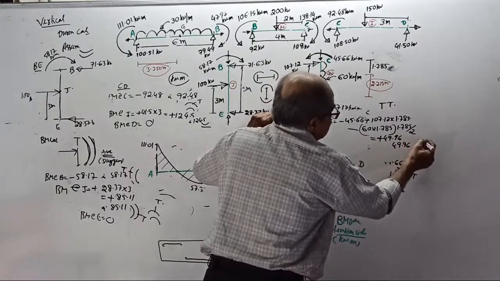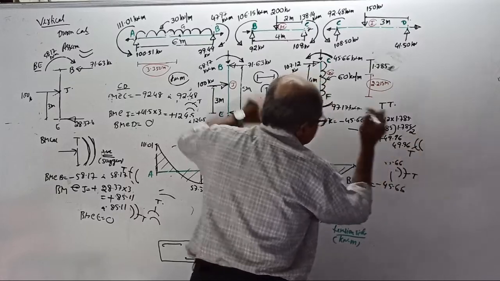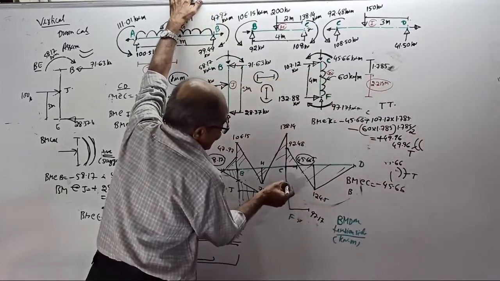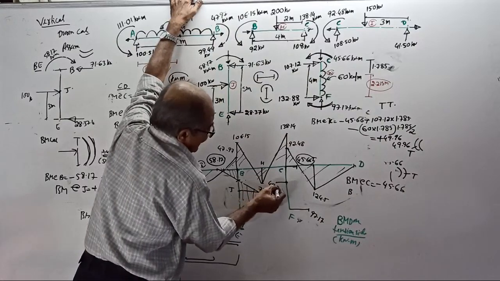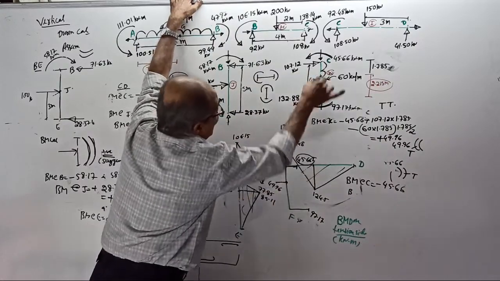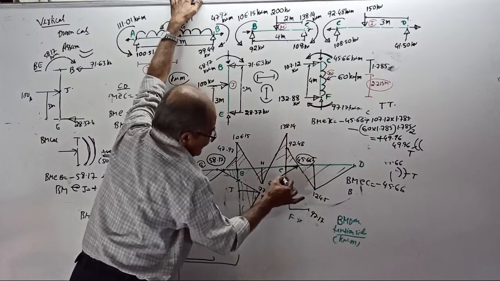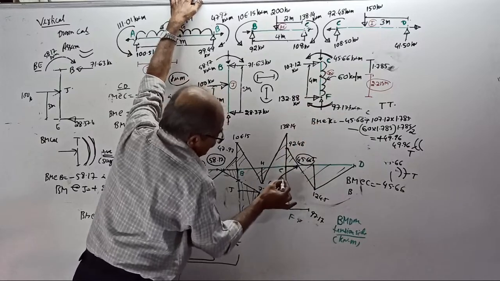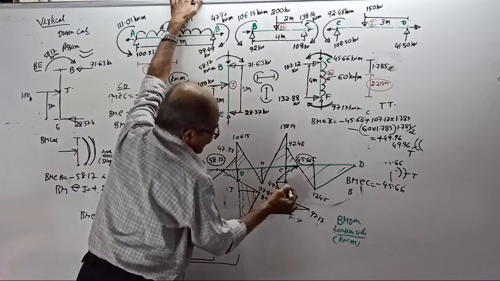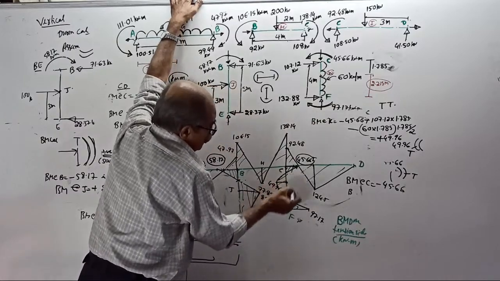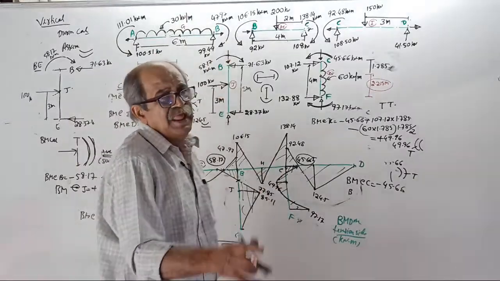Sagging means tension inside. How much? Here write 49.96 sagging. It is a UDL is there. See, here also BM is there. Okay, this is the BMD for column 2. Counterflexure will come. Fully clear?